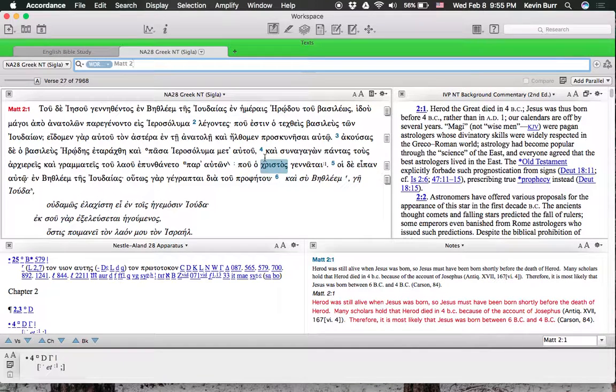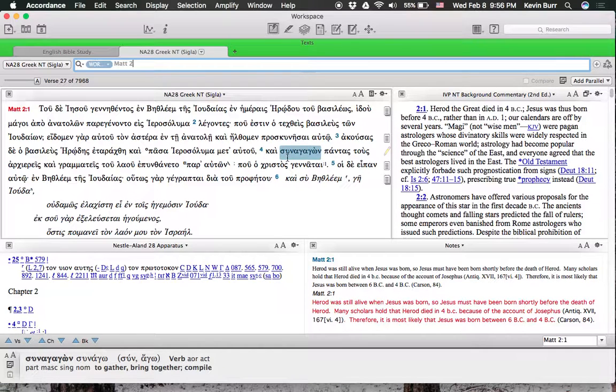And moving on to verse 4, kai synagagon pantas tous archiereis kai grammateis tou laou epunthaneto par auton pou ho Christos gennatai. So, after gathering together all the chief priests or high priests and scribes of the people, he inquired from them where, so again, that interrogative particle that you learned in chapter 13, where, just like up here, where the Messiah is born, is begotten.